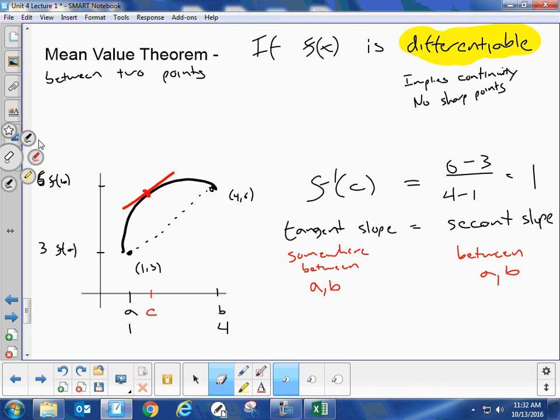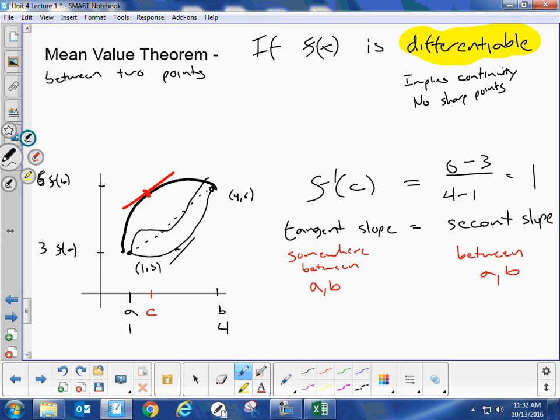Okay, so if you connected your two graphs like this, well, you could say here. If you did something with a couple of curves, well, maybe you have two locations where your tangent slope is equal to that secant slope. Does that make sense? Should not be too difficult to understand.